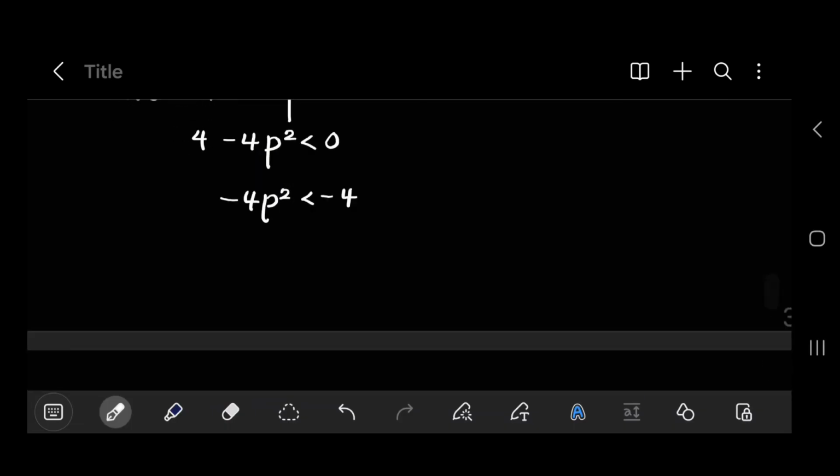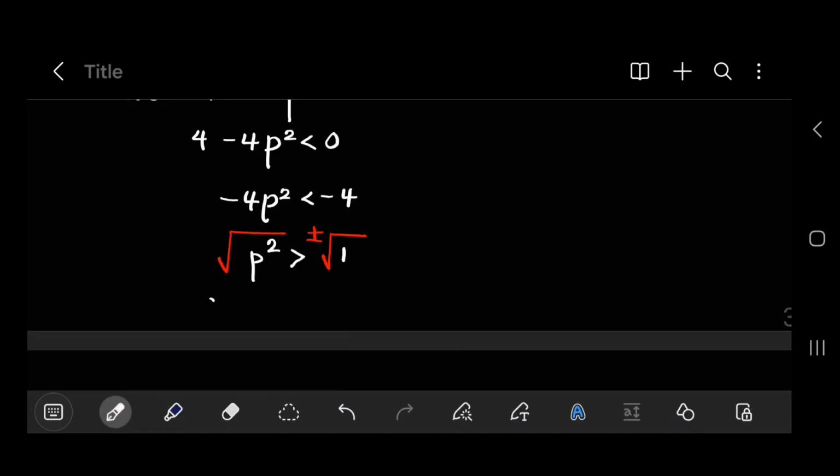To get p squared alone, we are going to divide throughout by negative 4. But here's the thing. With inequalities, whenever you're dividing throughout by a negative value, the sign changes. So this now becomes a greater than. And on the right-hand side, negative 4 divided by negative 4 is positive 1. To get p alone, we are going to square root both sides. And remember that when you square root a value, it gets a plus or minus in front.